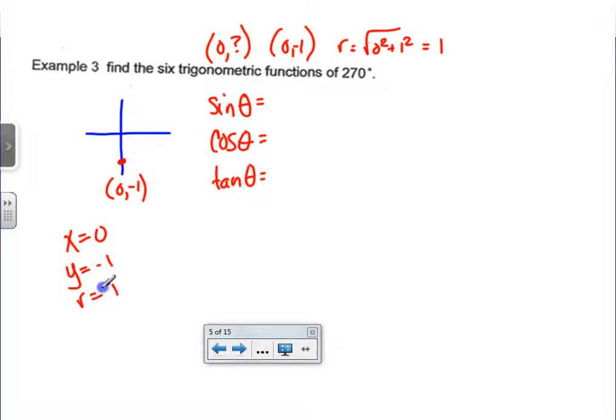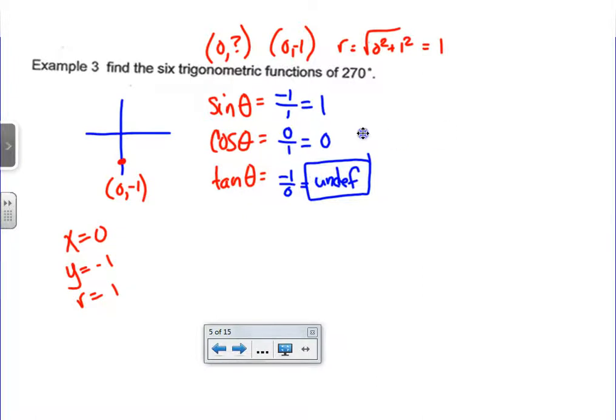So using your new trigonometric function formulas, the sine is y over r, so the sine would be a negative 1 over 1, which we of course know is a negative 1. Cosine would be x over r, so 0 over 1, which we know is a 0. And then the tangent would be y over x, so negative 1 over 0. And remember, anytime we divide by a 0, we would get an undefined answer. So it turns out that the tangent at 270 degrees is actually an undefined value.